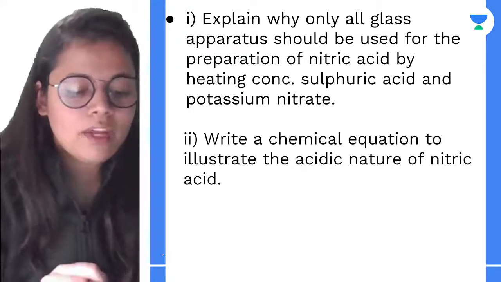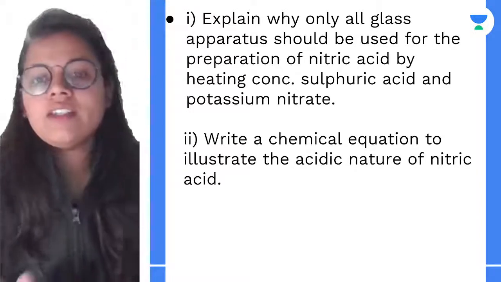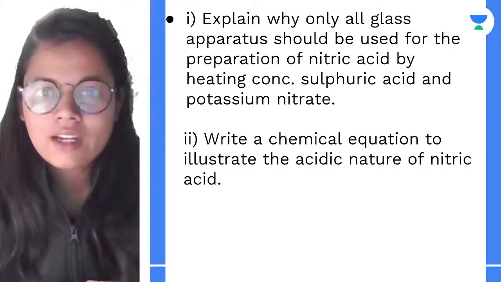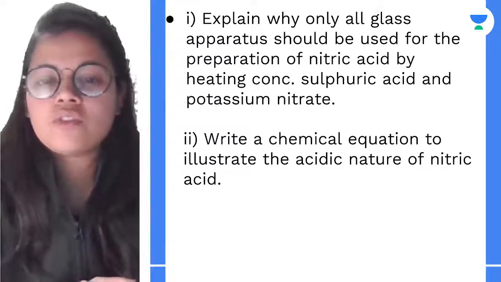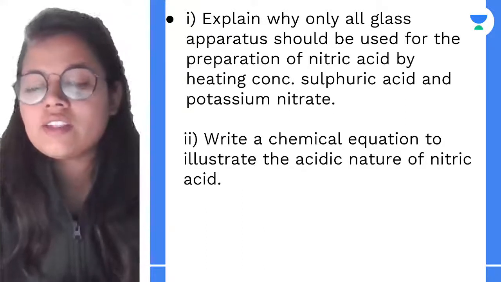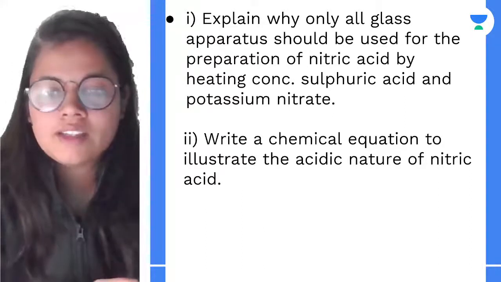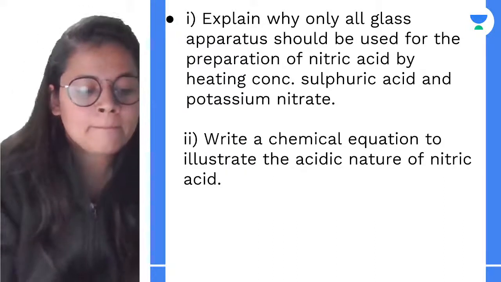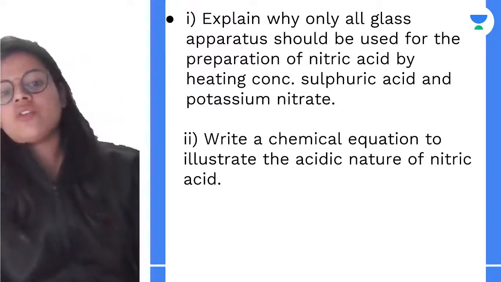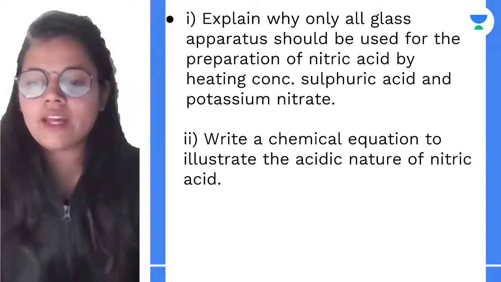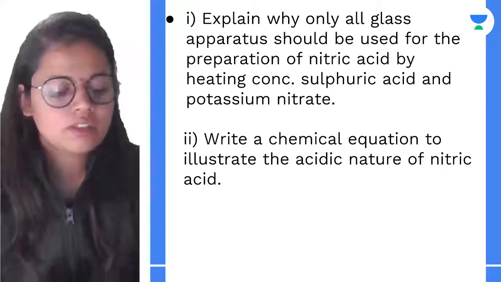Now we are moving on towards the questions. The very first question is, explain why only all glass apparatus should be used for preparation of nitric acid by concentrated sulfuric acid on potassium nitrate. Can I get the answer in the chat box? Why do we need to use all the glass apparatus, students? You have 1 minute for that.